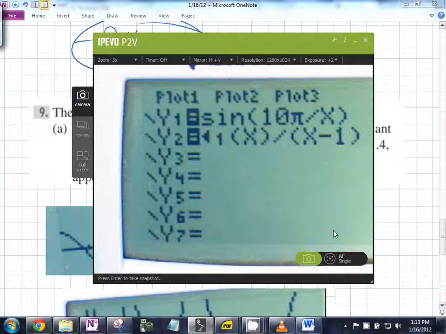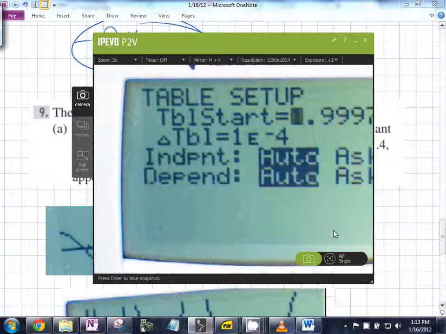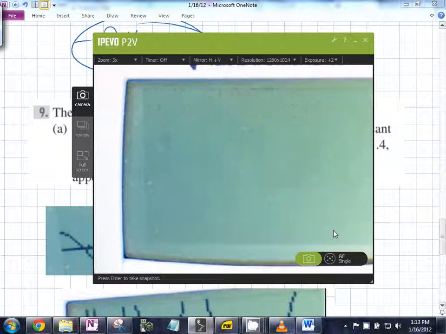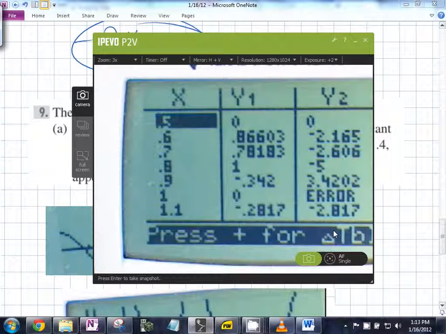We ignore the first column because what's the first column? This is the function value. Do we care about the function value? No, we want the slope of the secant line. This is the slope of the secant line. When x is 0.5, what's the slope of the secant line? 0. When x is 0.6, what's the slope of the secant line? Negative 2.165. So let's clip this in.